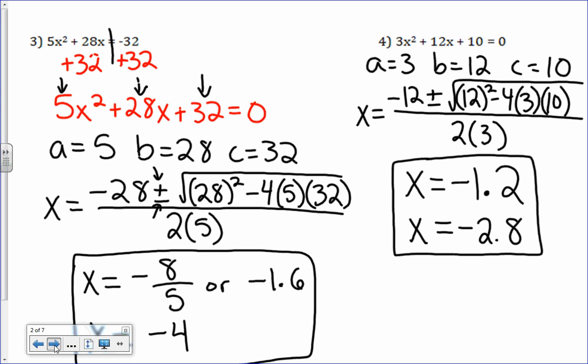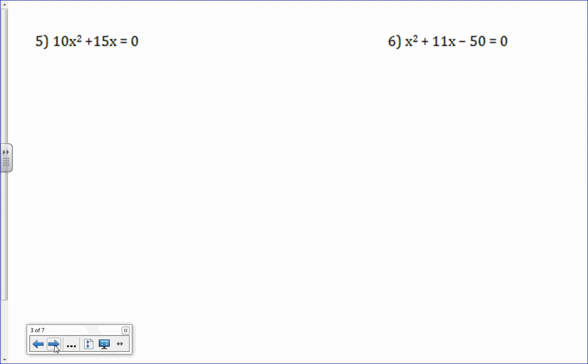All right, let's move on to 5 and 6. When you look at 5, you could do this a couple of different ways. If you wanted to use the quadratic formula, the number in front of x squared is 10, so that means A equals 10. The number in front of x is 15, so that means B equals 15. And behind this 15, there is no C value, so that means C is 0. So you could use those numbers and punch them into the quadratic formula and solve.